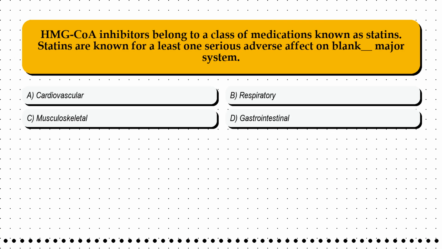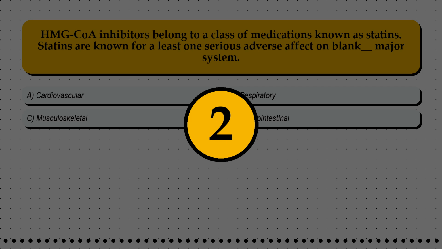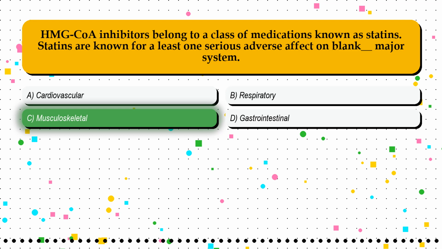Question 262. HMG-CoA inhibitors belong to a class of medications known as statins. Statins are known for at least one serious adverse effect on blank major system. Option A, cardiovascular. Option B, respiratory. Option C, musculoskeletal. Option D, gastrointestinal. The correct answer is option C, musculoskeletal.